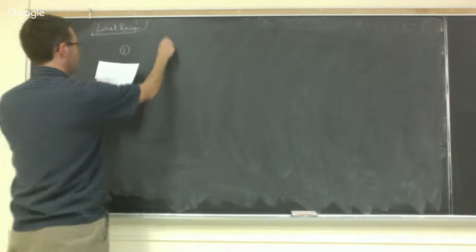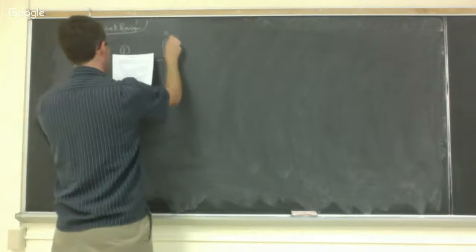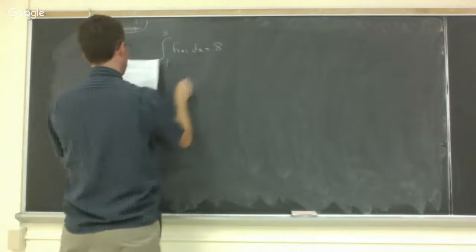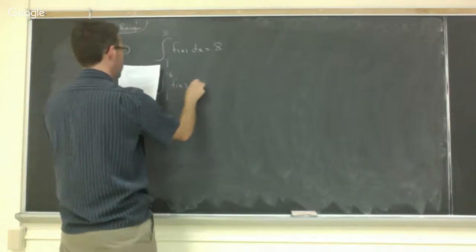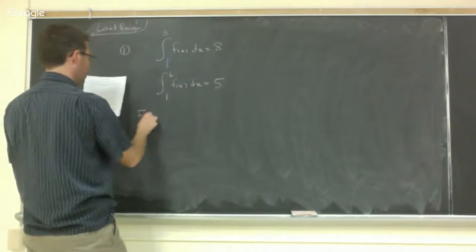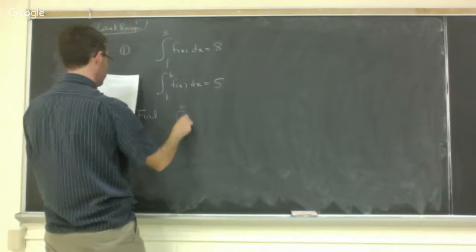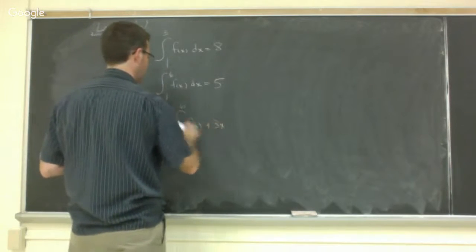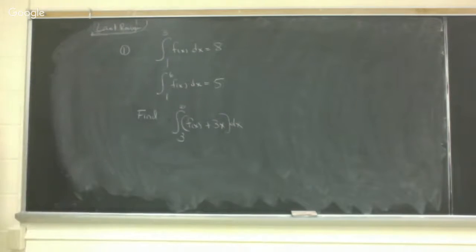So the first one is this understanding properties. The integral from 1 to 3 of f of x is 8. The integral from 1 to 6 of f of x is 5. And we're supposed to find the integral from 3 to 6 of f of x plus 3x. Okay?